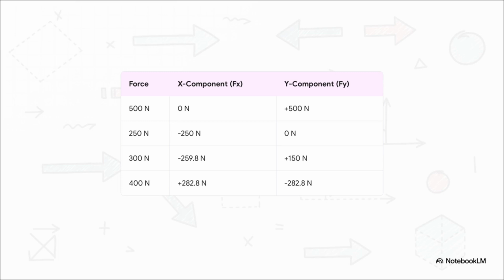We take each force, one by one, and use some simple trigonometry to find its x and y parts. So for that 300 Newton force, for instance, we use cosine to find out how much of it is pulling to the left, and sine to find out how much is pulling up. The key here is being super careful with our signs. Right and up are positive, left and down are negative. Get that right, and you're golden.